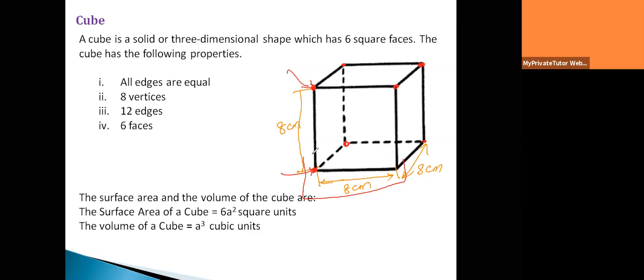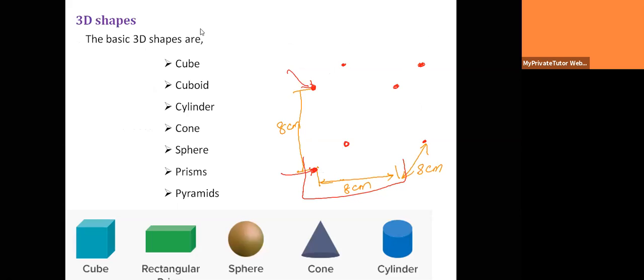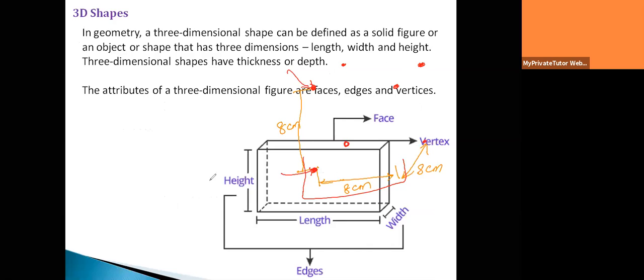Let's go to the basic one here. Have a look at this diagram. What do you mean by edges here? The faces are the faces. The vertices are the coordinates. So these are the edges. How many edges are in this?